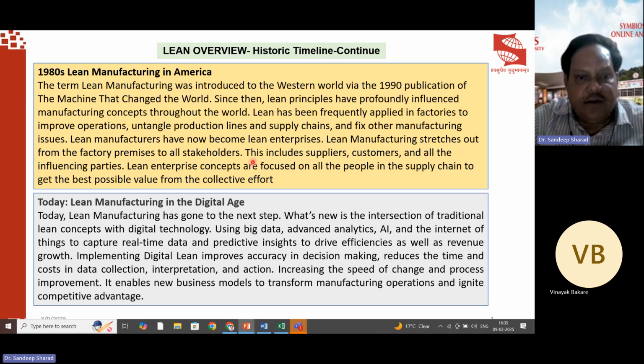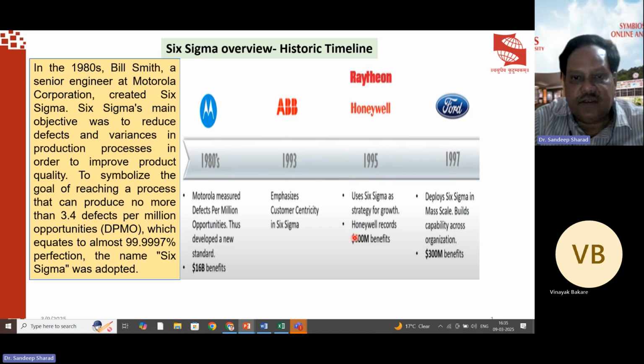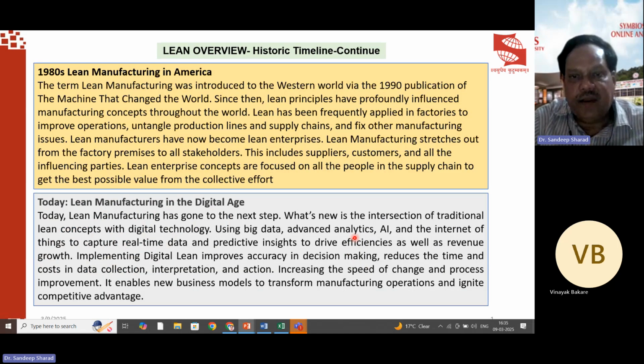So today, lean manufacturing in the digital age goes to the next step using AI, machine learning, and data analytics, making it more appropriate as far as the total sequence is concerned, variability reduction is concerned, using the continuous flow, and reducing the unwanted non-value-added tasks. So that's how it has grown in the historic timeline of lean, up to Industry 4.0.